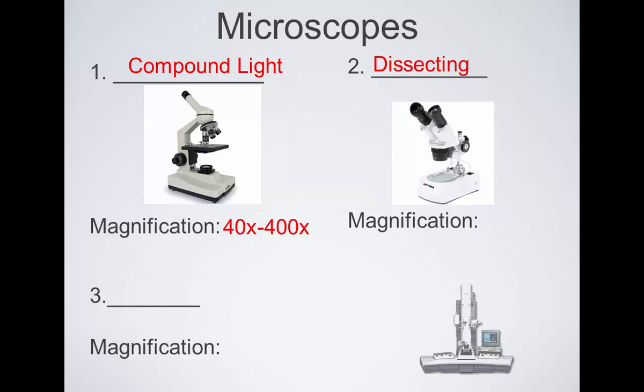You put your slide here. The light will go through the object you're looking at on your slide. Then it goes through the objective lens, up through the eyepiece, and to your eye. That's the path light travels.